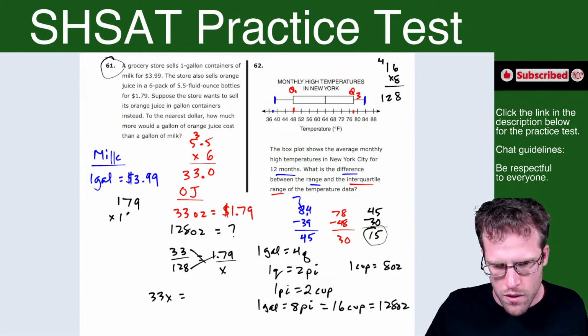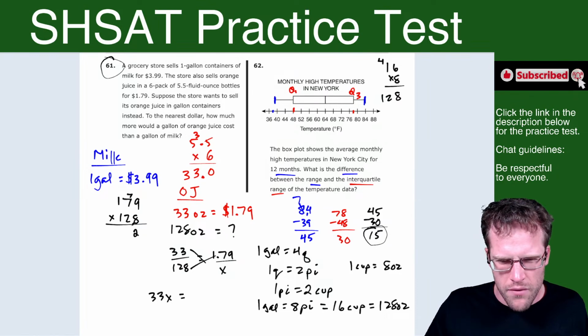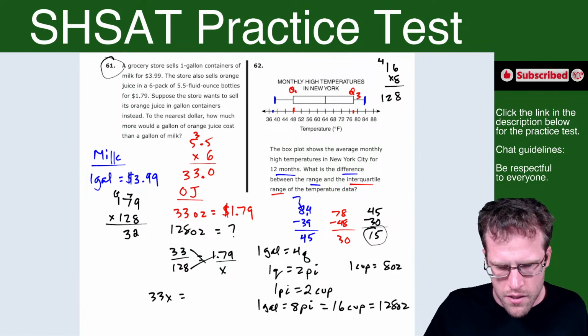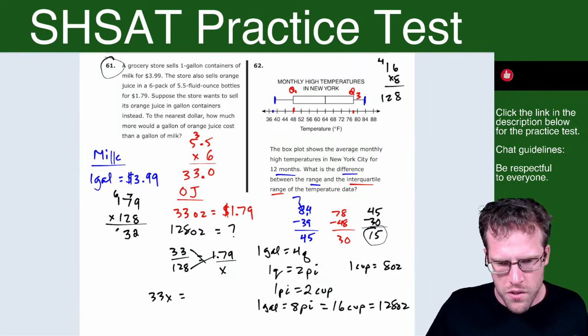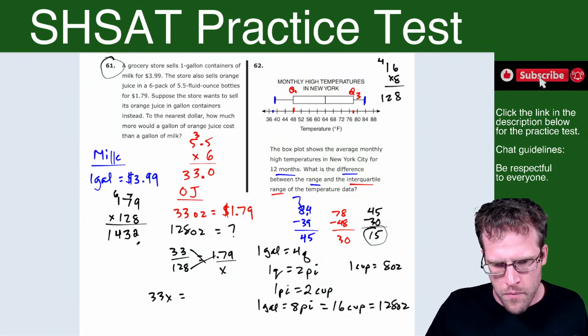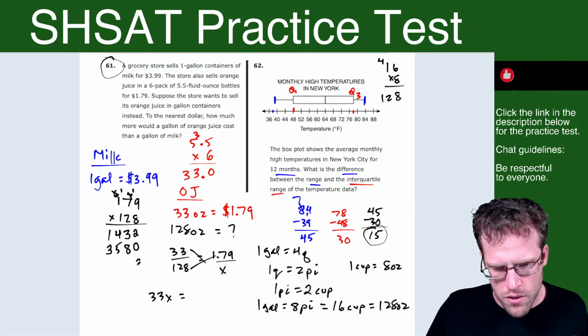179 times 128. Take your time. 72. Carry the 7. 56 plus 7 is 63. Carry the 6. 8 times 1 plus 6 is 14. Placeholder. Cross these out. 2 times 9 is 18. Carry the 1. 2 times 7 plus 1 is 15. Carry the 1. 2 times 1 plus 2 is 3. Placeholder. 2 placeholders, because now we're coming from the hundreds.